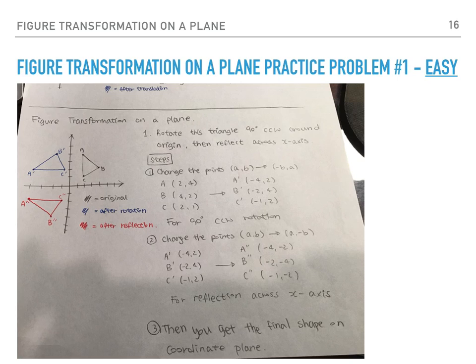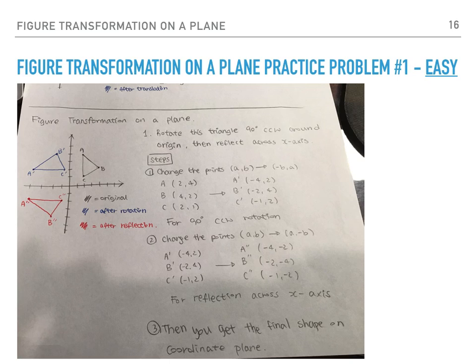So A prime, located at -4, 2, becomes A double prime, located at -4, -2. And B prime, which is located at -2, 4, becomes B double prime, located at -2, -4. And C prime, which is located at -1, 2, then becomes -1, -2, C double prime.